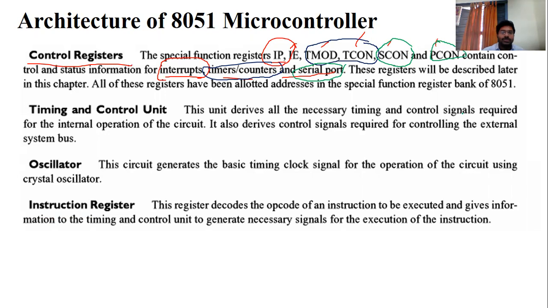These are all the registers, 16-bit registers, and the timing and control unit. You know that this timing and control unit is connected to each and every component present in the 8051 microcontroller. It is connected to the CPU, nothing but the ALU, registers and all, at the same time RAM and ROM, the IO ports, input and output devices, as well as external memory also. Then the oscillator: for generating the clocks, we are using the oscillator. At the same time, you have the instruction register.